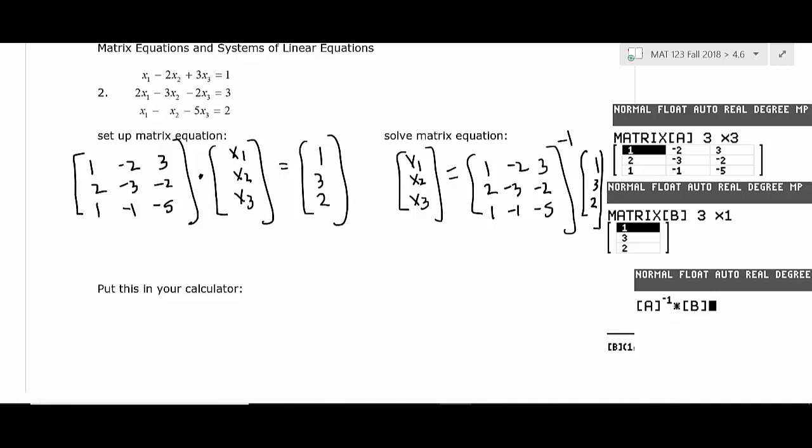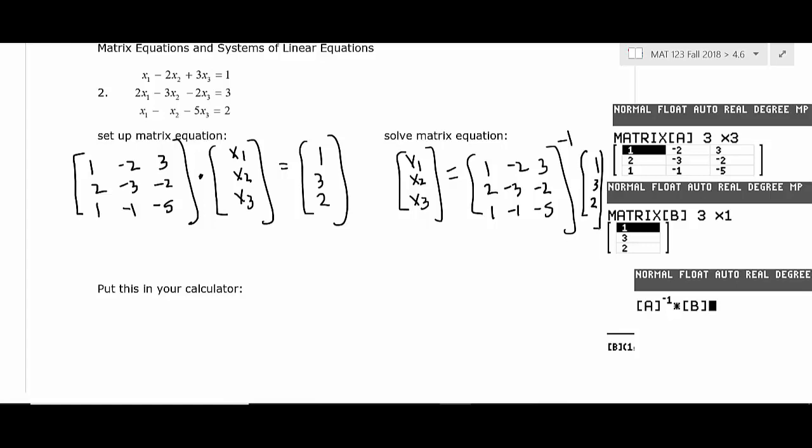The rest of this you're going to do on your calculator. So what I did on this is I put in matrix A, that's a 3 by 3 matrix. So I put that information in A. This is a 3 by 1, so I put that information in. Then I'm just doing A inverse times B, okay? So let's see what we get on that when I put that in the calculator.